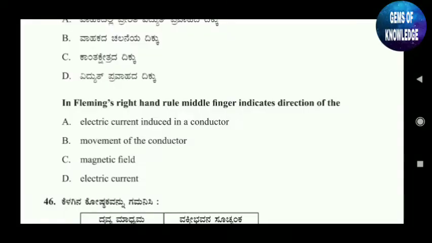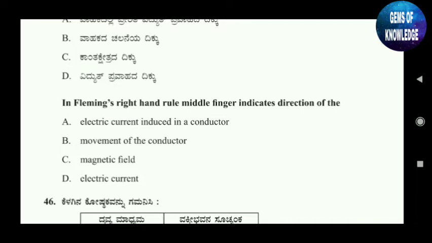Okay, so the next question here is, in Fleming's right hand rule, middle finger indicates the direction of. So we have to tell what is the direction of middle finger. What does the middle finger indicate? As we have already studied Fleming's right hand rule, when we stretch our thumb, forefinger and the middle finger, the thumb points the movement of the conductor, whereas the middle finger points the current induced in the conductor, and the forefinger points towards the magnetic field.